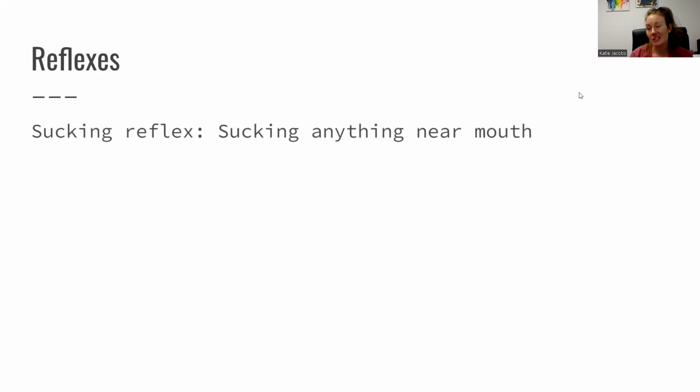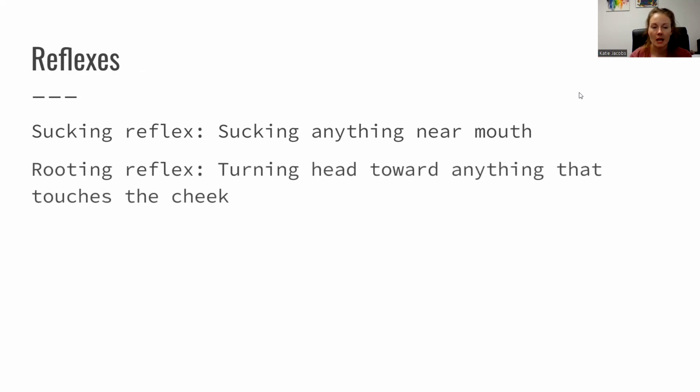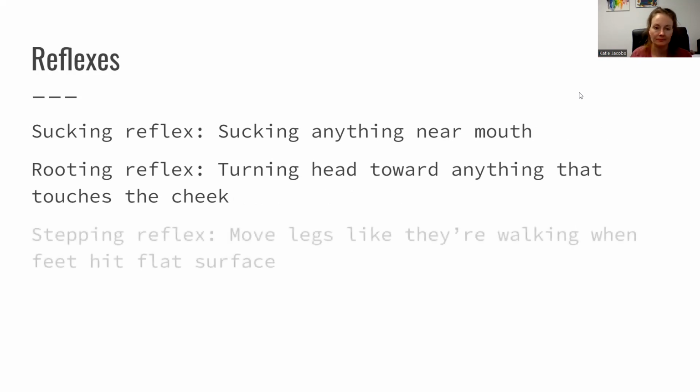So for example, there's a sucking reflex. This is when babies will suck anything that's put near their mouth. And this is a biological reflex that allows babies to nurse. There's the rooting reflex. So babies will turn their head to anything that touches a cheek. So sometimes people will rub the cheek of the baby and they'll turn their head. And that is so that they turn their head toward a breast so that they can breastfeed.